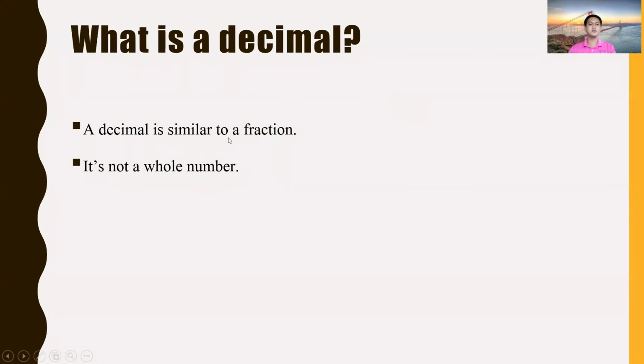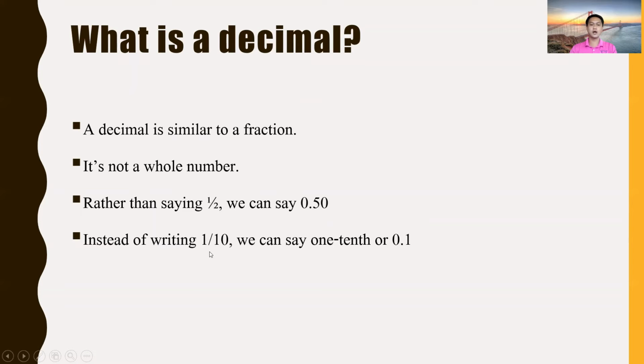A decimal is similar to a fraction. It's not a whole number. Rather than saying 1/2, we can say 0.50. Instead of writing 1/10, we can say 0.1. It's simply another way of writing a fraction.